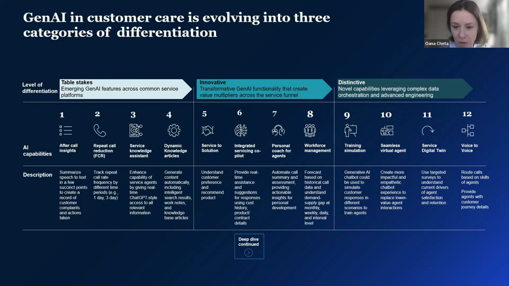We're very excited to see a lot of the work that's being done right now with our clients, specifically in this category, and as they're looking at leveraging their proprietary data to make those capabilities even more distinctive. And that's more of the use cases to the right. How do you actually generate synthetic data in order to train your agents better? How do you have trainers, specifically dedicated AI trainers, dedicated to agents or groups of agents? How do you actually leverage the service digital twin to understand the agent satisfaction and retention, but do the same for customers, of course, and ultimately the voice to voice and provide agents with the customer journey details.